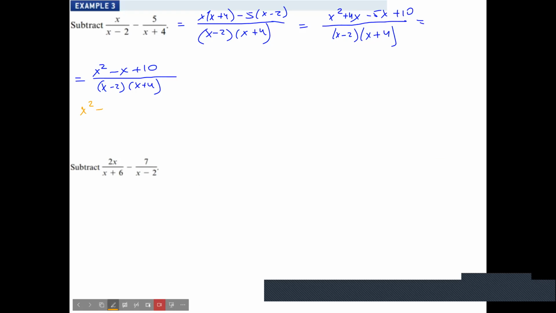Okay, in this case, let's recall that formula. Let's see what happens. So D is b squared minus 4ac. So b squared, that's 1, minus 4 times 1 times 10, and it's minus 39. Yes? So less than 0, no real roots.